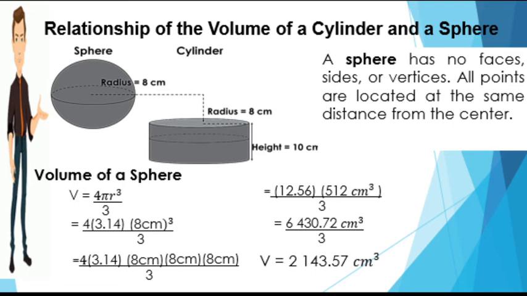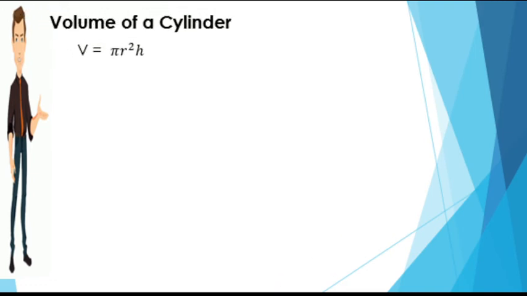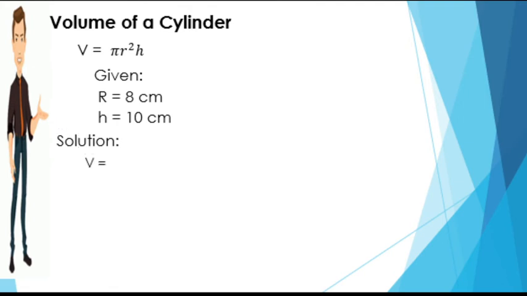Now, let's get the volume of a cylinder. Okay, volume of a cylinder is equal to pi r squared height. So, given, the radius is 8 and the height is 10. Okay, so you have 3.14 multiplied by 8 raised to the second power times 10.